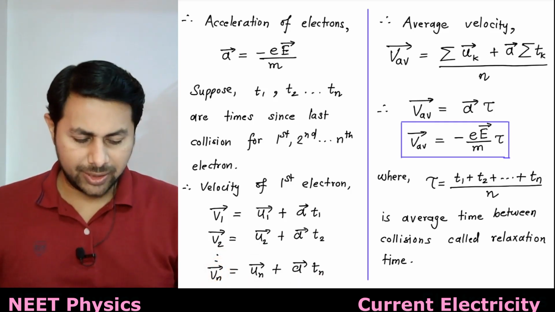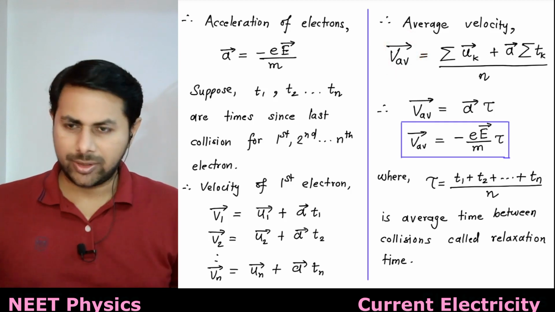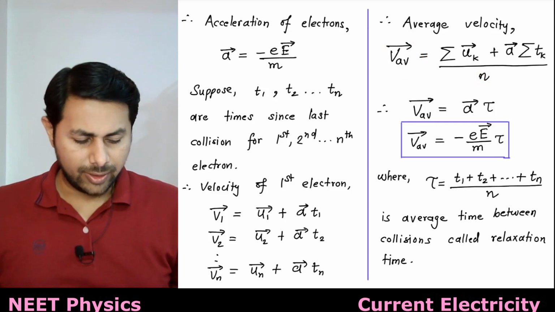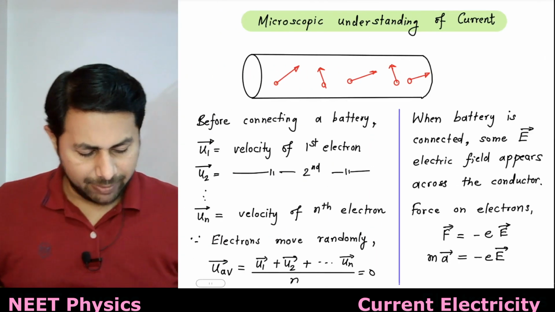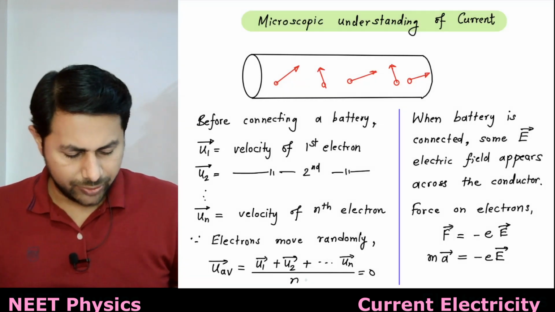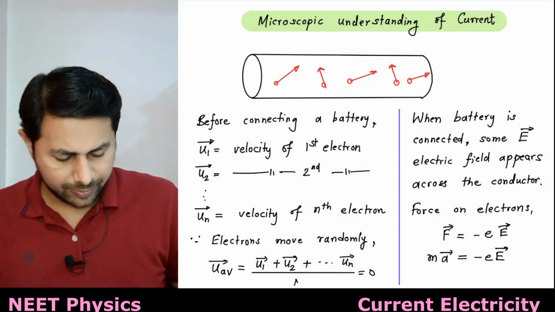And now if you take the average, so add up the velocities of all electrons divided by N, the number of electrons, okay. So let's take capital N instead of small n here, because we are going to use small n for something else.